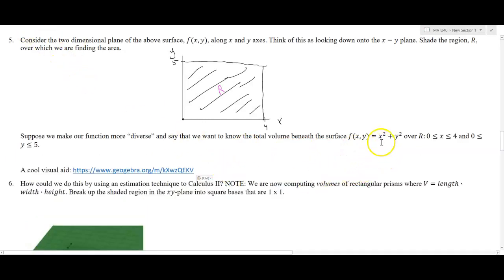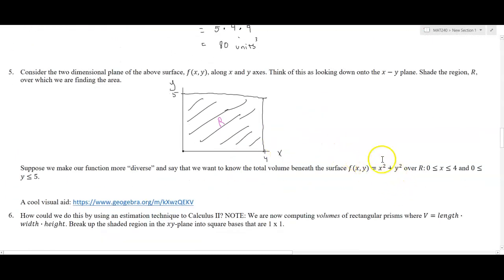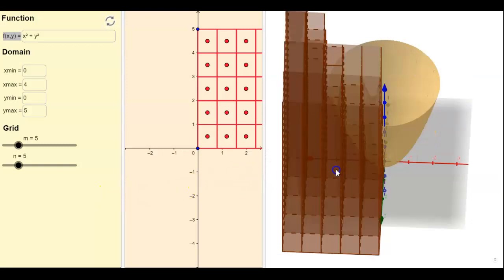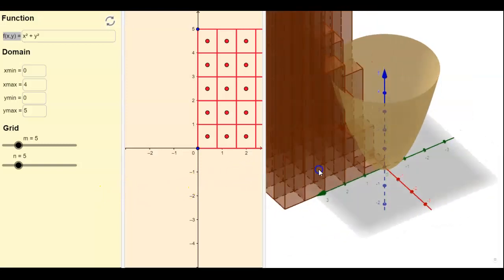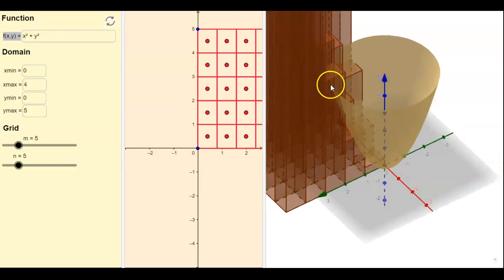so to help us think about what this is going to look like, how could we possibly find an area under a paraboloid? Let's go ahead and take a look at this cool visual aid app that's going to help us see what it is that's going on. So here we have this three-dimensional surface. We see that that's a paraboloid, and we see that this thing continues to go up in all directions as we move further away from the origin.